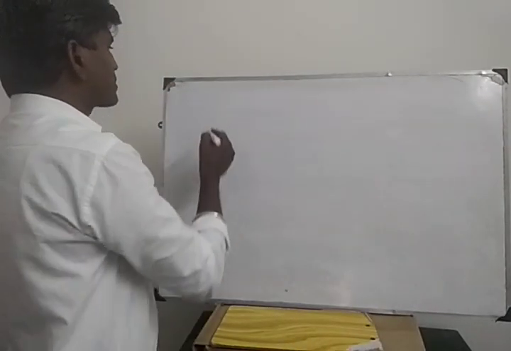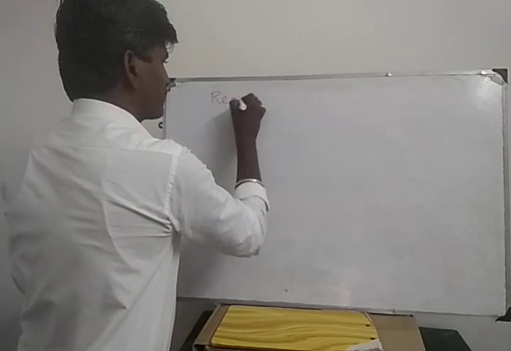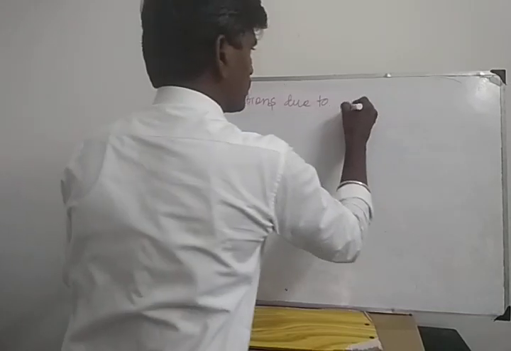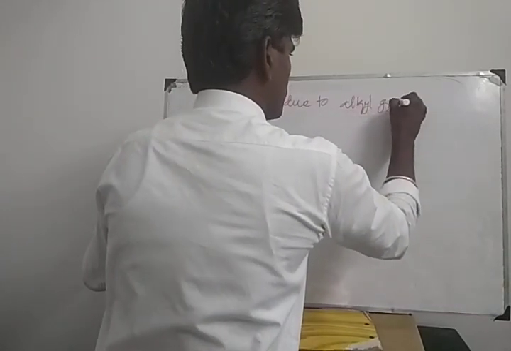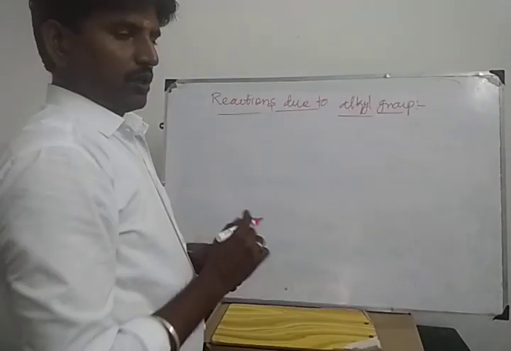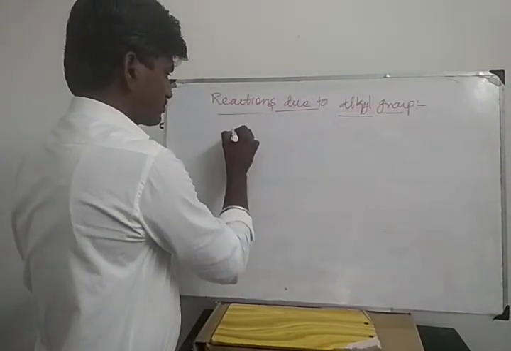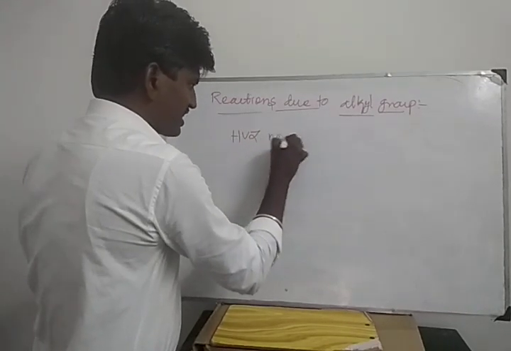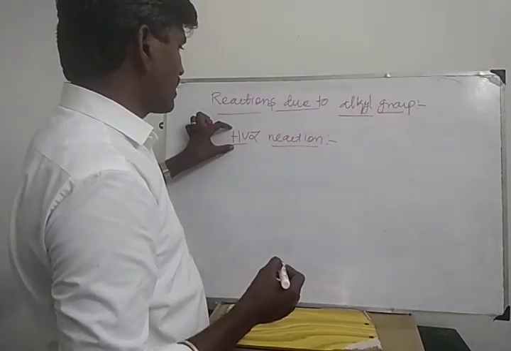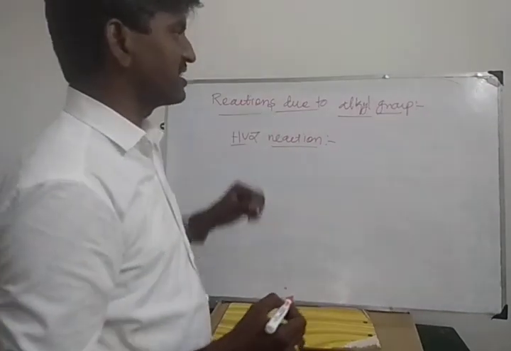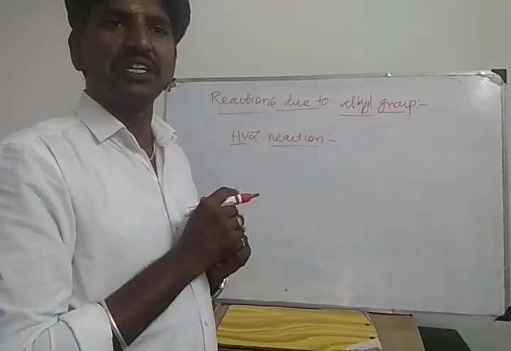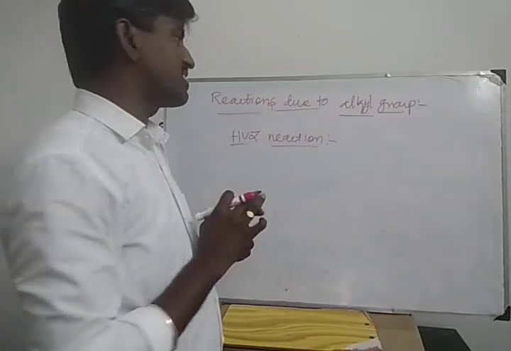Next one, reactions due to alkyl group. In this topic I am going to teach the HVZ reaction. What's the expansion of the HVZ reaction? Hell-Volhard-Zelinsky reaction. Here the alkyl group is involved in the chemical reaction. The COOH group is not involved in the chemical reaction.